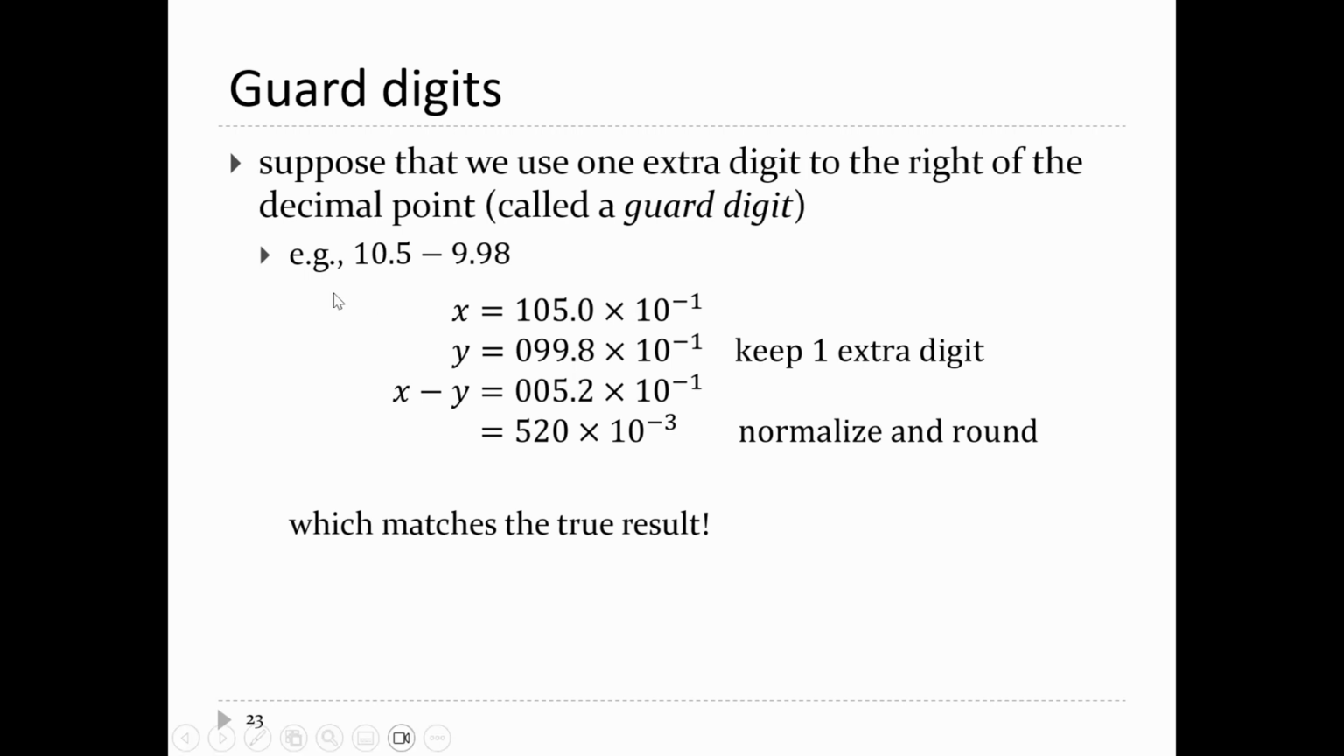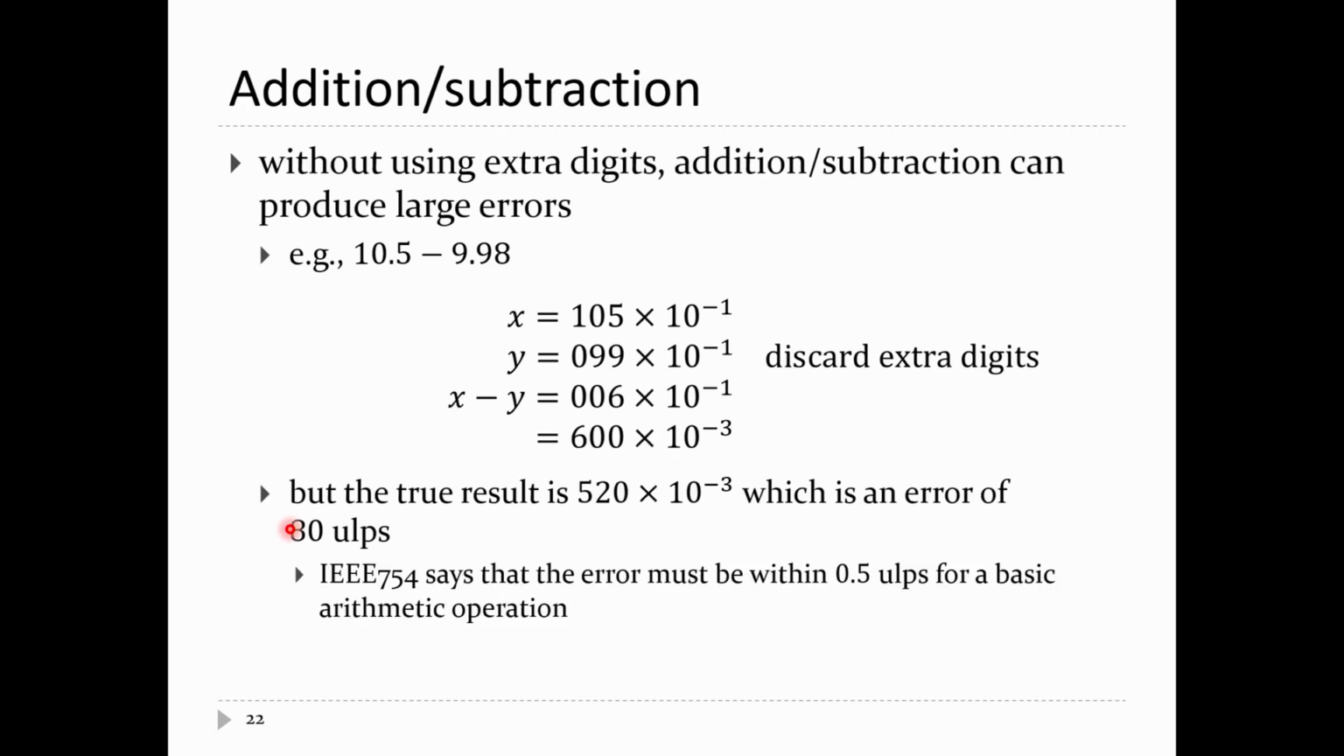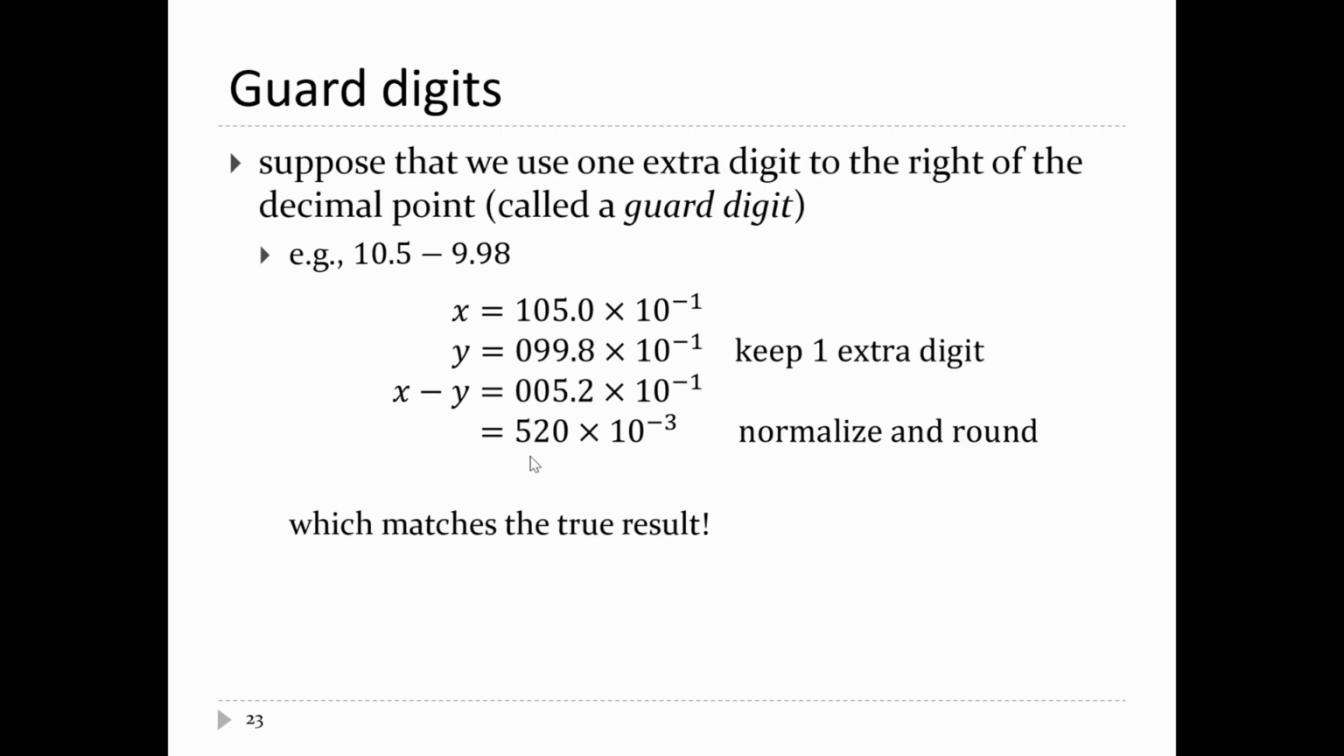So even though we can't really write down 10.5 and 9.98 exactly when we convert them both to the same exponent, if we keep one extra digit, we can. And that lets us compute the correct final result, which is good. We went from 80 ulps of error to 0 ulps of error just by keeping one extra digit, which is nice.